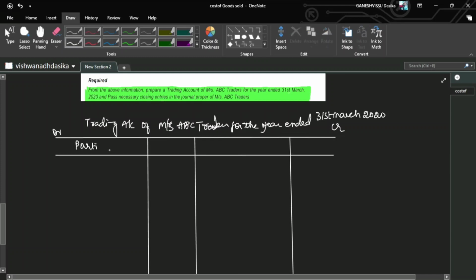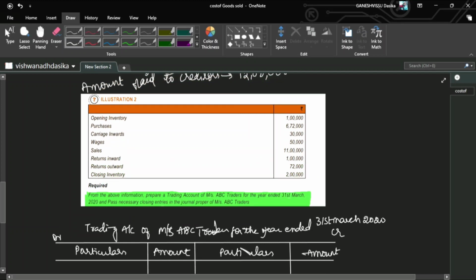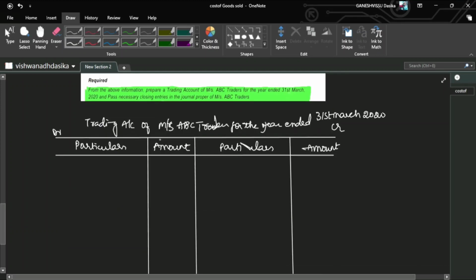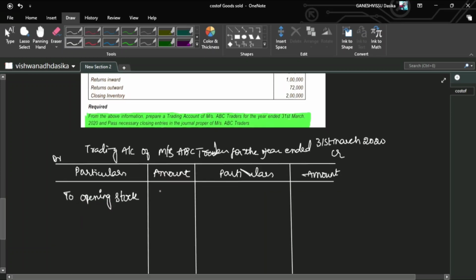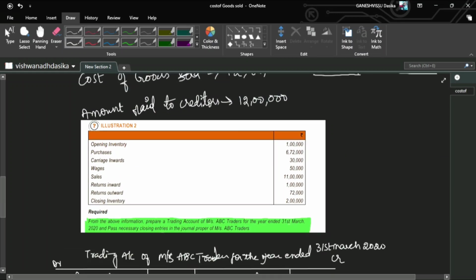This is particulars, amount, particulars, amount. Okay, now let us see. First, opening stock. To opening inventory of stock is the same. To opening stock, opening stock is 1 lakh. We are having written inwards and written outwards.